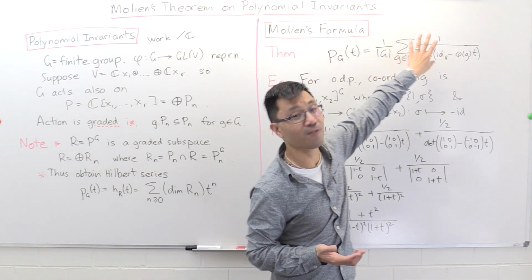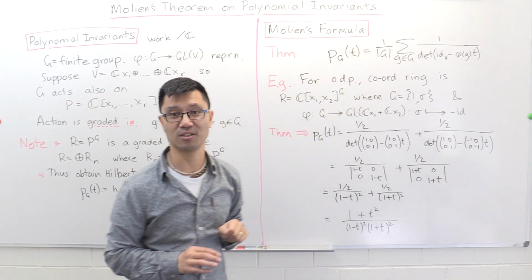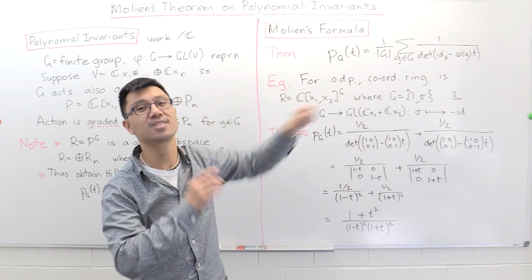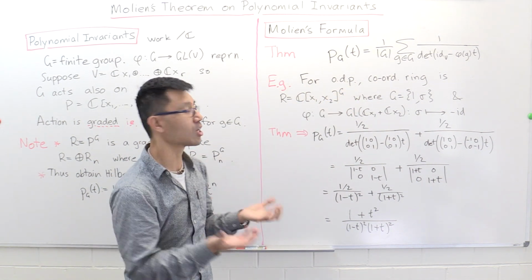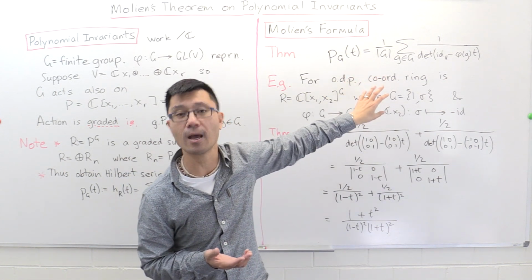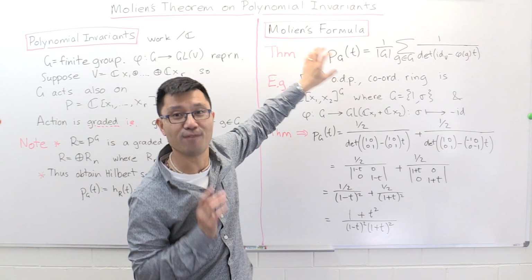Okay, so to get a bit of a feel, let's look at a little example of this formula in action. Okay, and the example I want to have a look at is the ordinary double point. That's the easiest one, and it has a lot of interesting features already. Okay, so we've computed the Hilbert series of this already, but I want to show you how Molien's formula gets it to you very, very quickly.